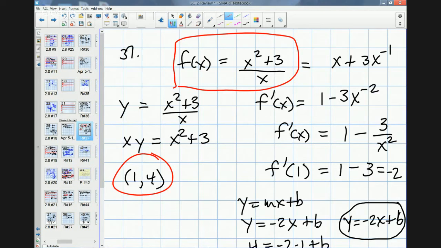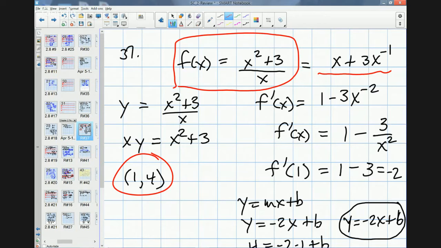Our job is to find the equation of the tangent line. Well, the first thing we've got to do is find the slope of the tangent line, and we must use the derivative in order to do that. I first rewrote it. We could have used the quotient rule, but isn't this the same as this?